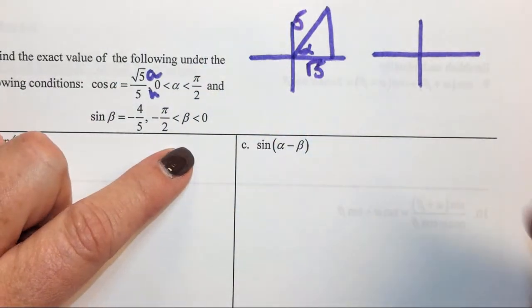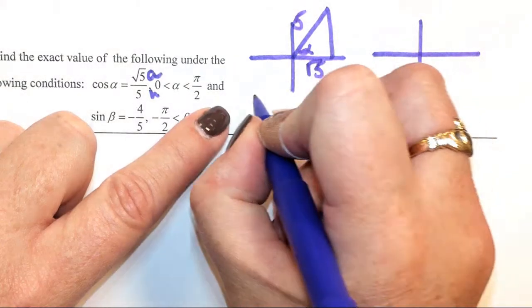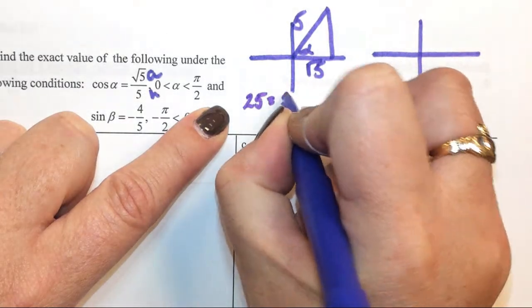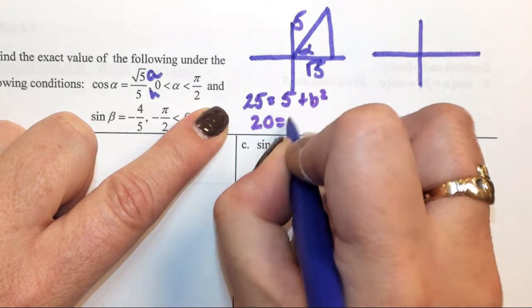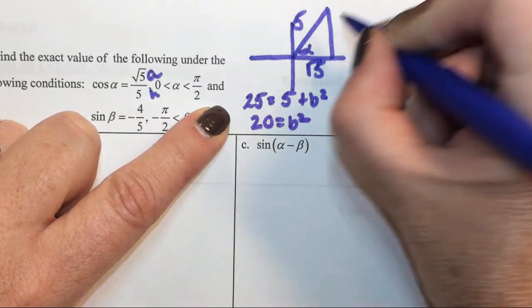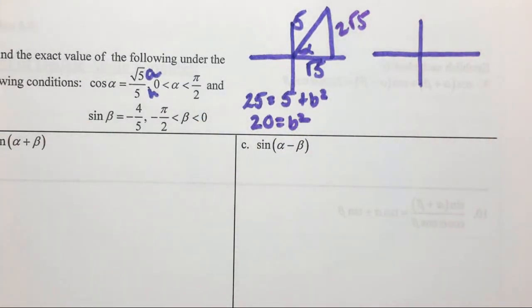How can I calculate that third side? What theorem can I use? Pythagorean theorem. So I know that 5 squared, 25, is equal to square root of 5 squared, which is 5, plus b squared. So 20 is equal to b squared. So what's this third side of the triangle going to be? 2 square root of 5. That's what I know from my alpha.